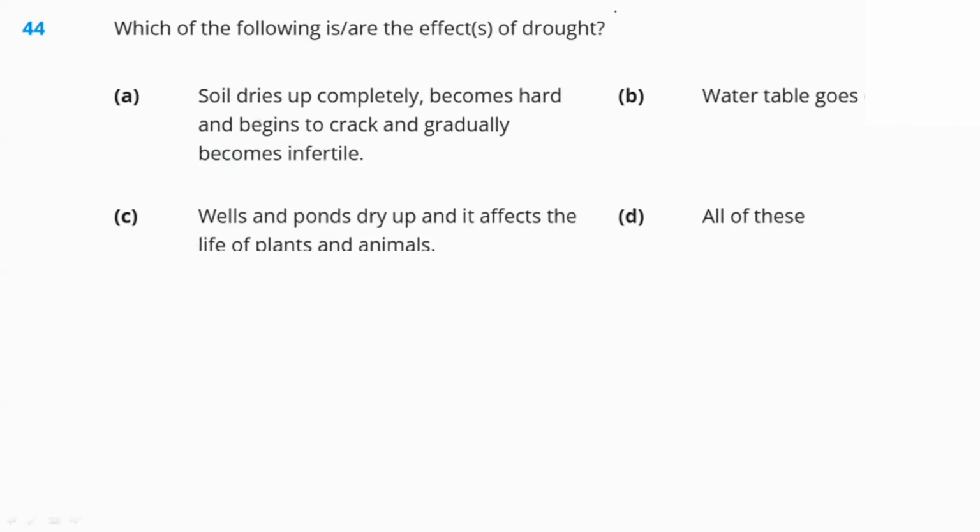Next, which of the following is or are the effects of drought? The soil dries up completely, becomes hard and begins to crack and gradually becomes infertile. Yes, this is correct. Water table goes down. This is also correct. Wells and ponds dry up and it affects the life of plants and animals. This is also correct. So option number D is our right answer. All of these are the correct statements. Next question.